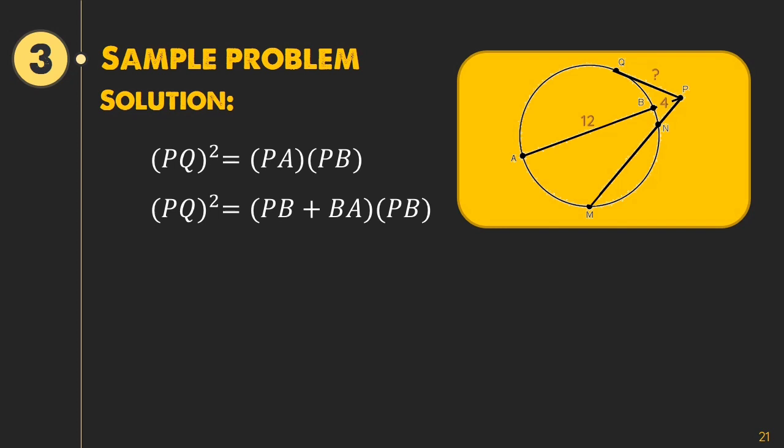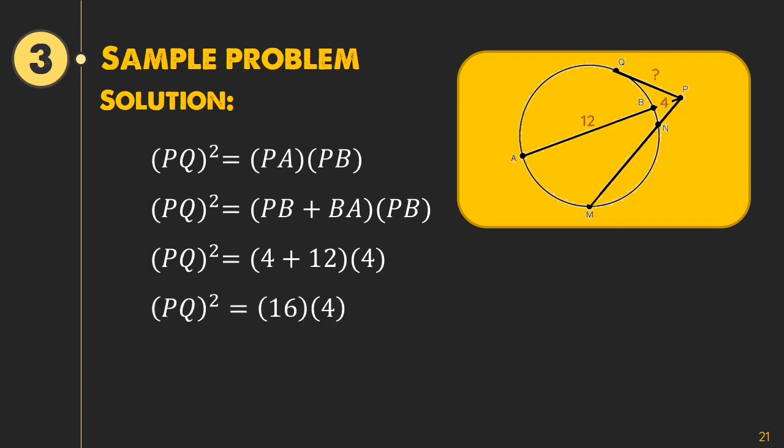Substituting the values given, we have PQ squared is equal to the quantity of 4 plus 12 times 4. Simplifying the right side of the equation and then extracting the root, we will have PQ squared is equal to 16 times 4, which is PQ squared is equal to 64, giving us PQ, which is equal to the value 8. Therefore, the length of segment PQ is 8 units.